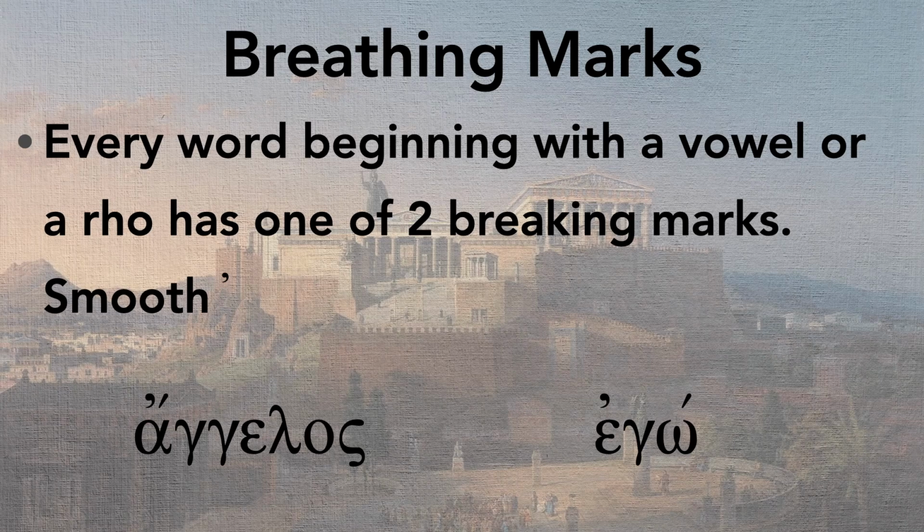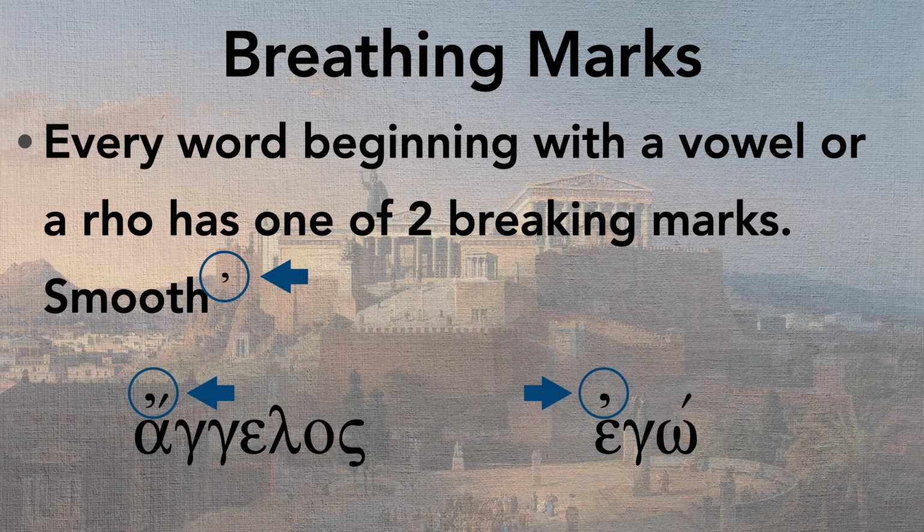Let's talk about a couple other elements that have to do with pronunciation. Every word that begins with a vowel or a rho, that R sounding letter, is going to have one of two what we call breathing marks, which tell us how to pronounce them. The smooth breathing mark is there on the screen for you. It kind of looks like an apostrophe, or like a floating comma. And you see in the example angelos, it's got a breathing mark and then an accent behind it as well. And the smooth breathing mark we're not going to pronounce.